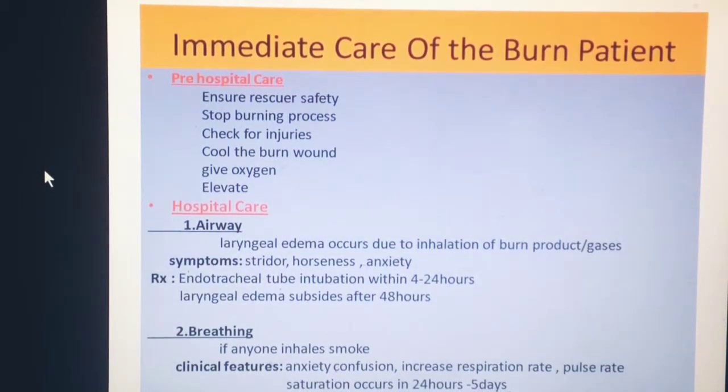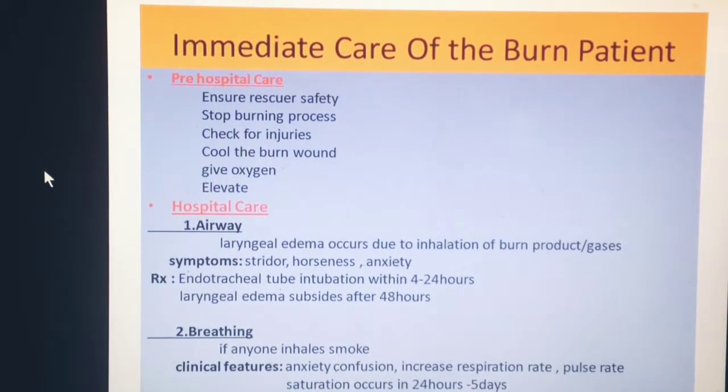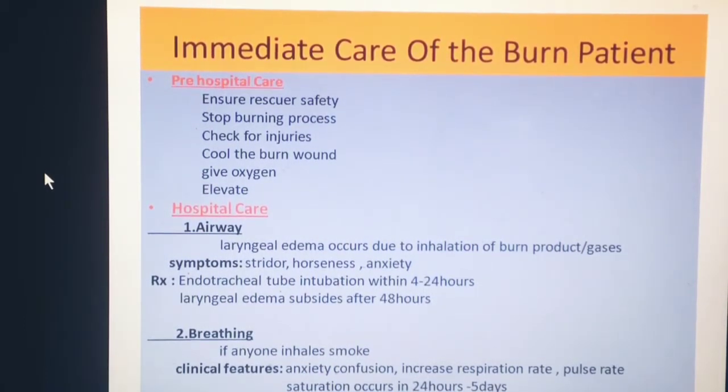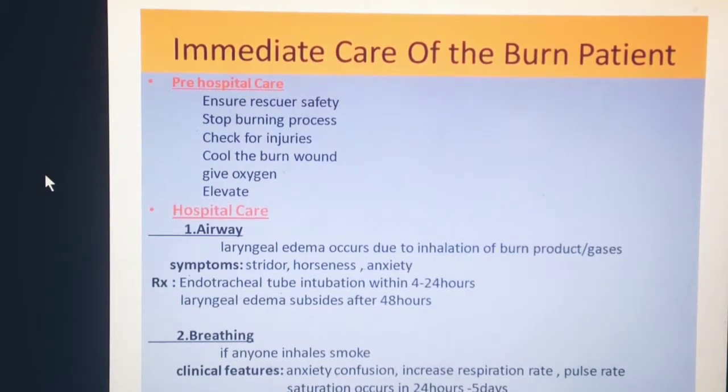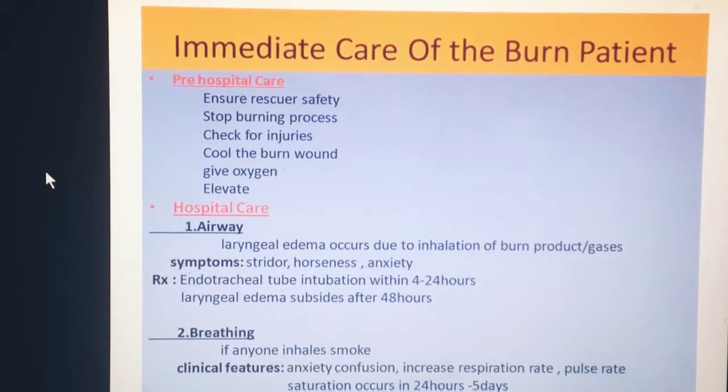In the hospital care, we take care of the breathing because whenever a patient inhales the burn product or gases, it results in laryngeal edema. So the patient comes to us with stridor, hoarseness, as well as anxiety. In order to relieve it, we do an endotracheal tube intubation, which is done within 4 to 24 hours. After 48 hours, the laryngeal edema subsides. We can also give steroids to a patient in order to inhibit the inflammation.